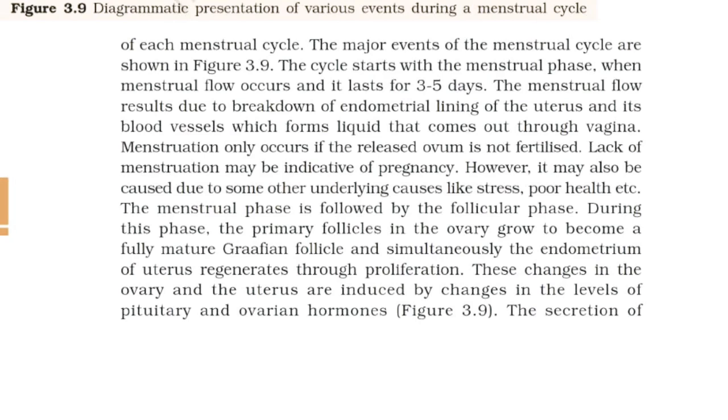Menstruation only occurs if the released ovum is not fertilized. Lack of menstruation may be indicative of pregnancy. However, it may also be caused due to some other underlying causes like stress, poor health, etc.